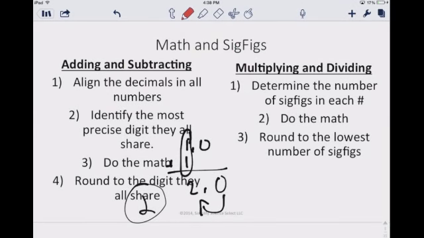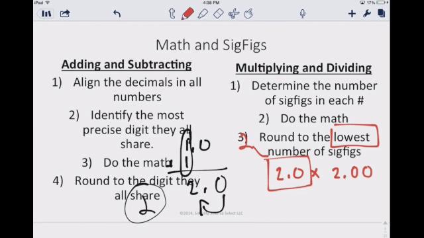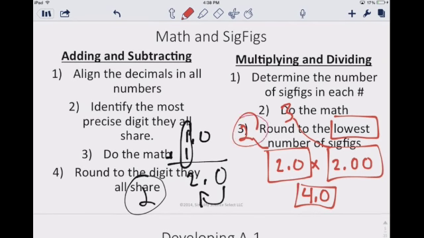Moving on to multiplication and division: determine the number of significant figures in each, do the math, and round to the lowest number of significant figures. So if I have 2.0 times 2.00, this 2.0 has 2 significant figures. This 2.00 has 3 significant figures. So 2 times 2 is 4, but we need to make sure we have 4.0 because the answer must have the lowest number of sig figs, which would be that 2.